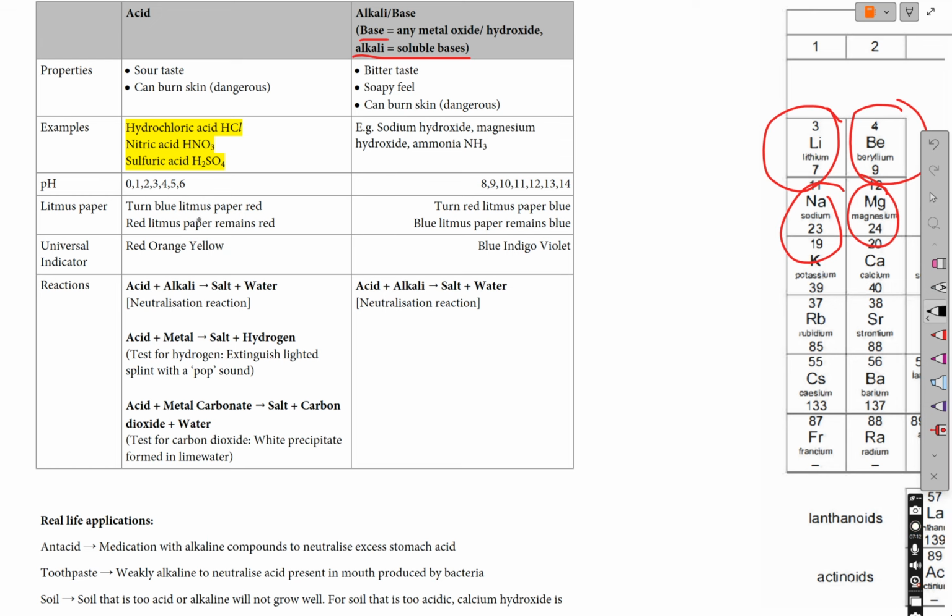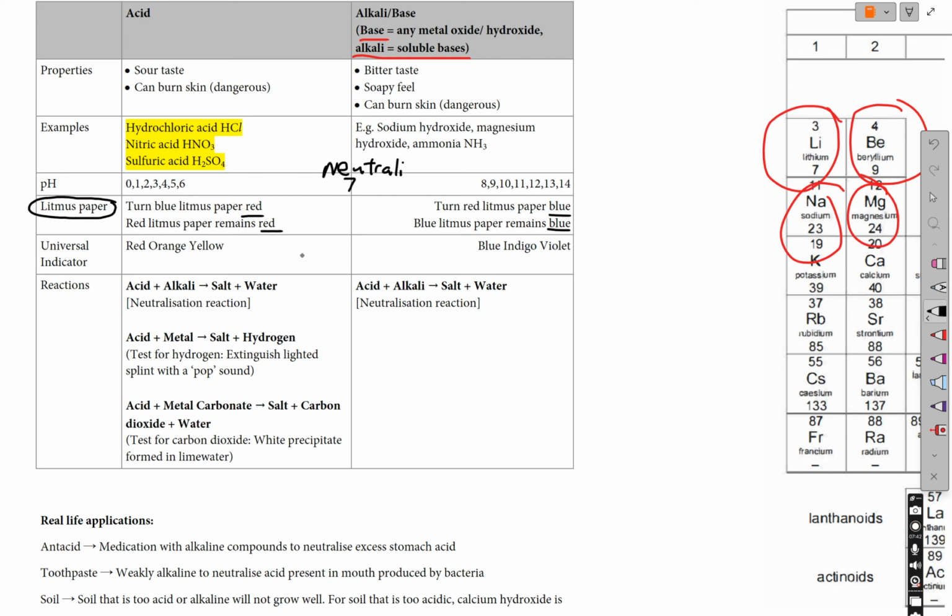Okay, then acid is pH 0 to 6, and if it's 7, then it is neutral. Then alkali and bases will be pH 8 to 14. So from yesterday's experiment, we also know that for litmus paper, acid will end up being red. Alkali will end up being blue.